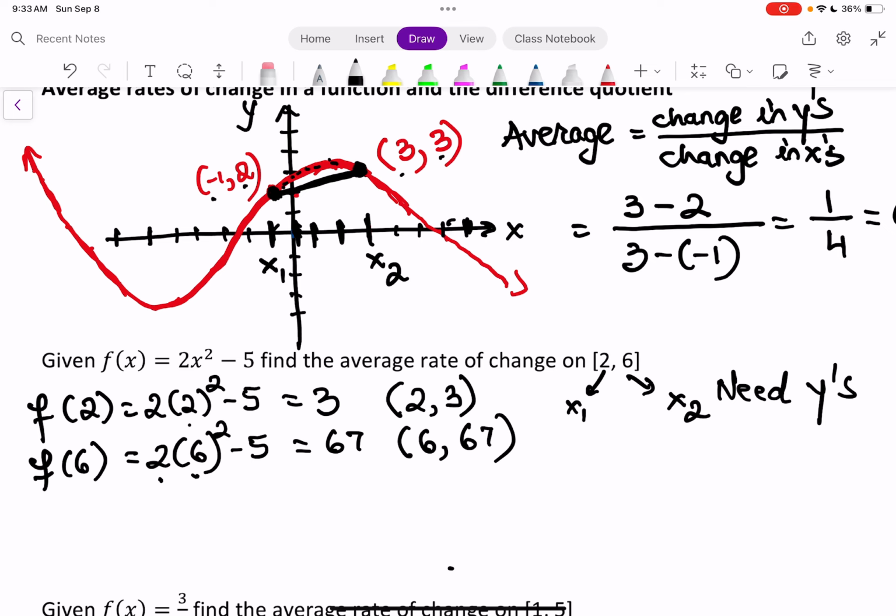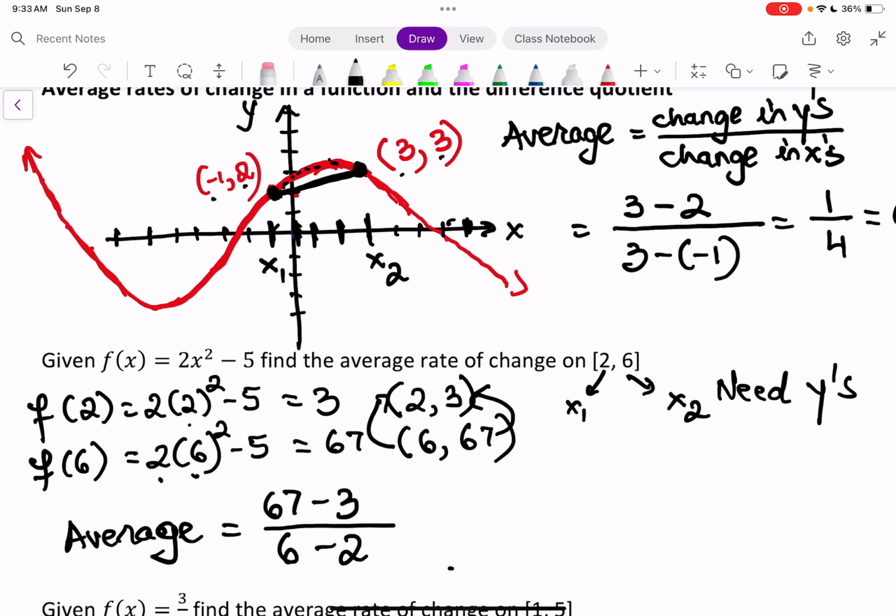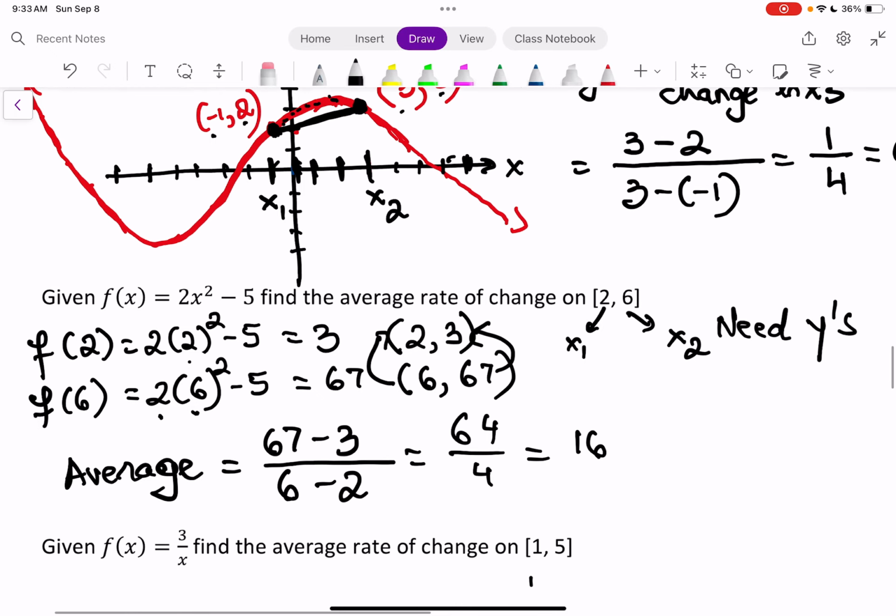All right, so to find the average rate of change, which we don't really have a notation for, we subtract the two y values, by how much did the y's change versus by how much did the x's change. And the x's change from a 2 to a 6, and the corresponding y's change from a 3 to a 67. So that's 64 divided by 4, which is 16. Or in other words, 16 over 1. So for every 1 point we go to the right, we go 16 points up. Okay, that's what it means.